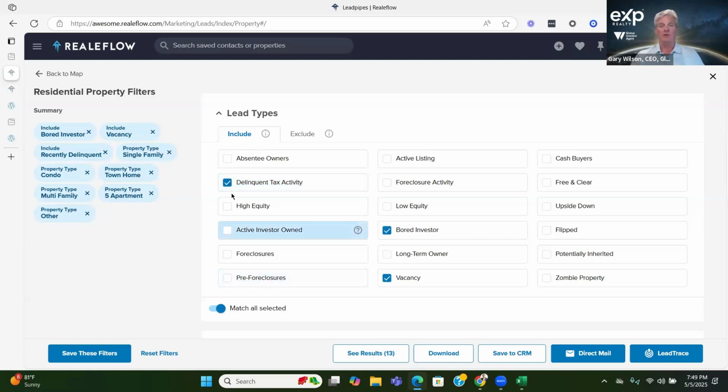Now, I'm going to remove that one because it took us all the way down to 13. We're looking for a range of between 20 and 50 records. So what I'm going to do is go down to other criteria.